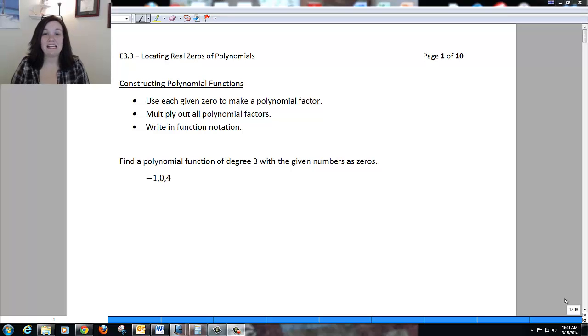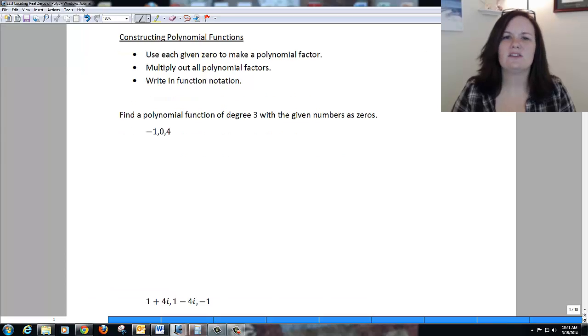So this is going to be E3.3, which is locating real zeros of polynomials. And here's our instructions. Use each given zero to make a polynomial factor, multiply out all the factors, and then write it in function notation.